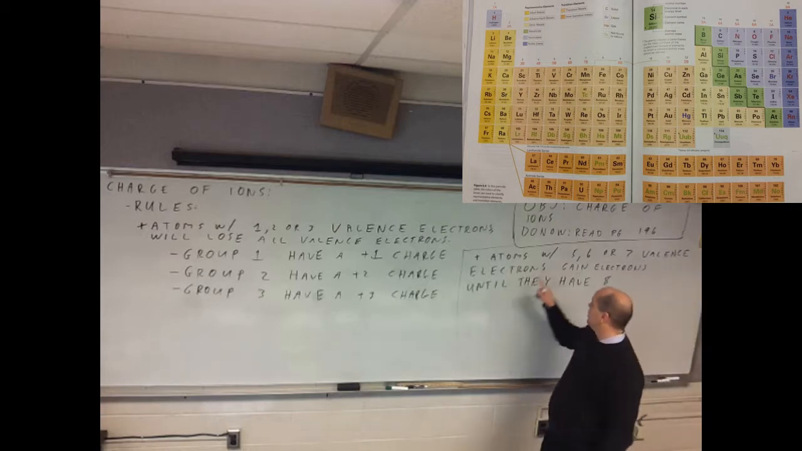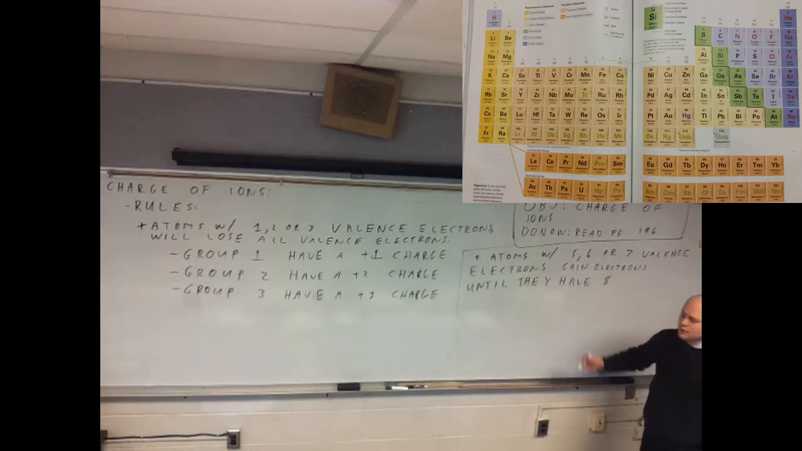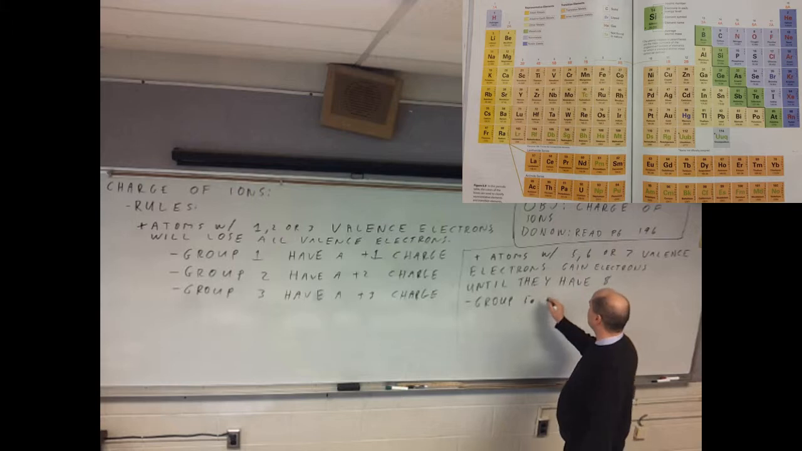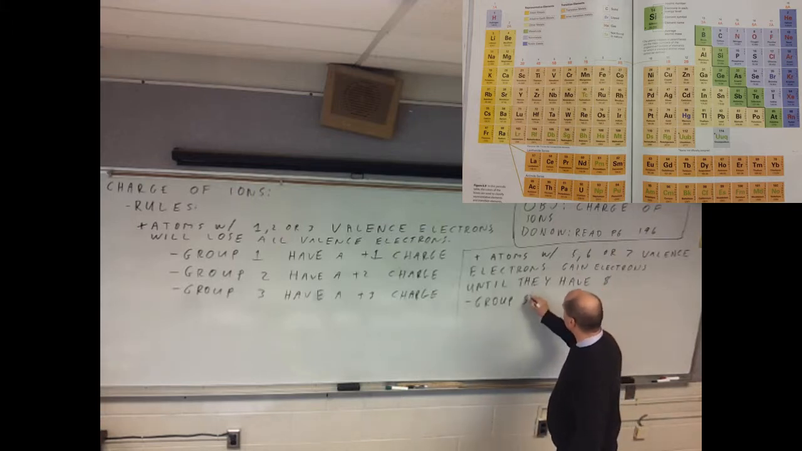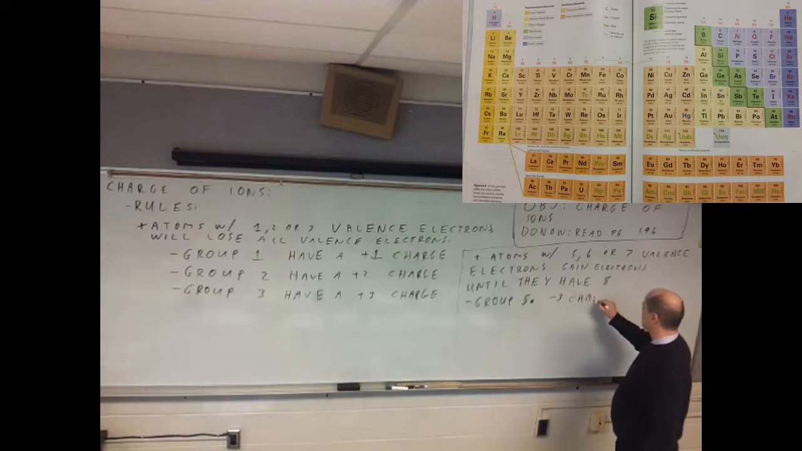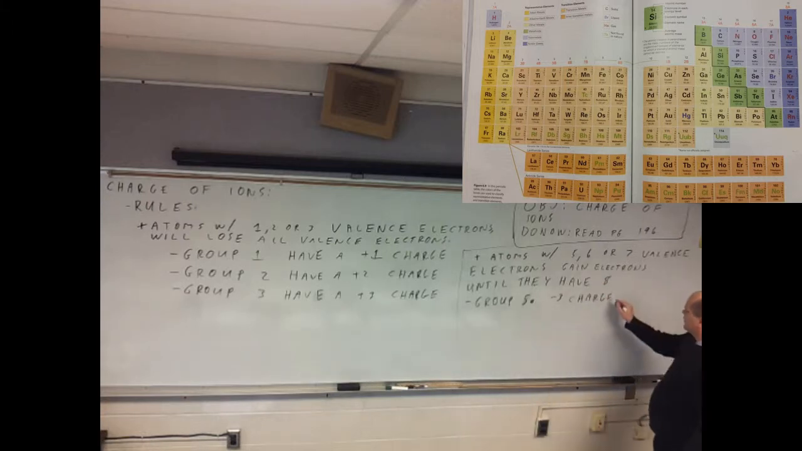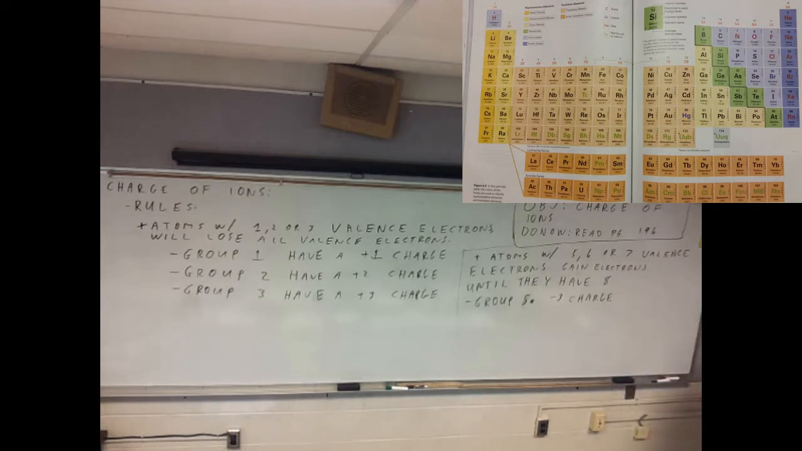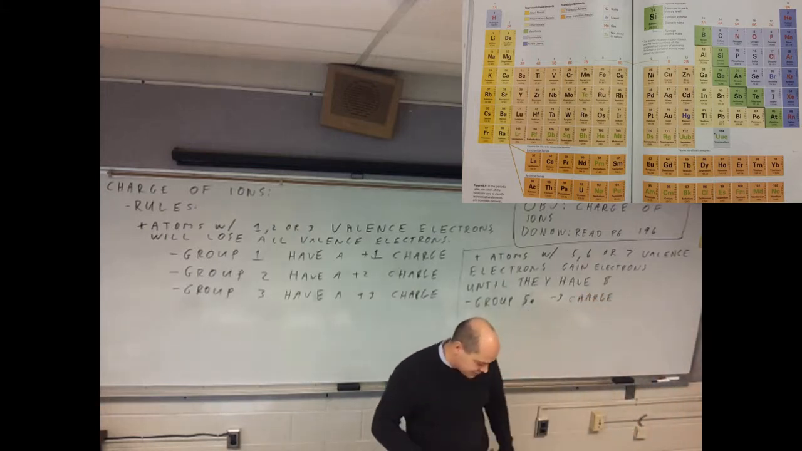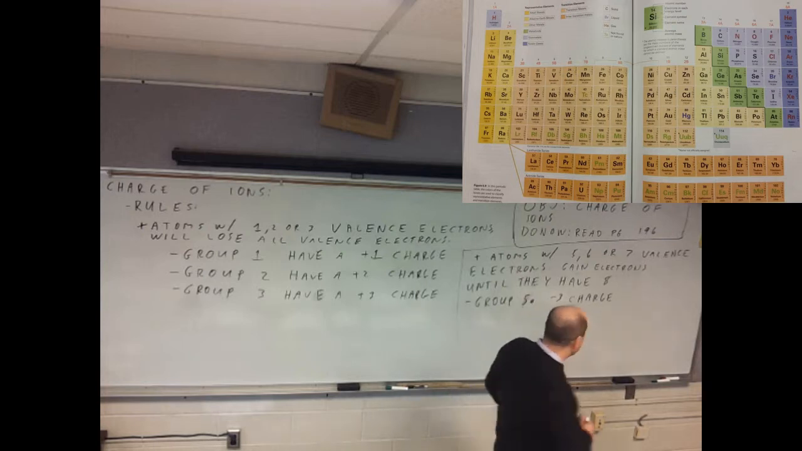So this tells you group 5 has to gain 3, right? Which means the charge of group 5 is going to be what? Group 5A, 5A, yeah, minus 3 charge. 5 plus 3 is 8. So they gain 3 electrons, which means their charge is minus 3. So group 5A is the nitrogen group. Nitrogen, phosphorus, arsenic, antimony, and so on.